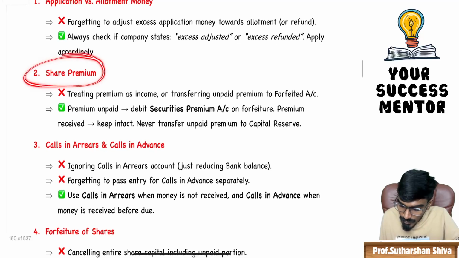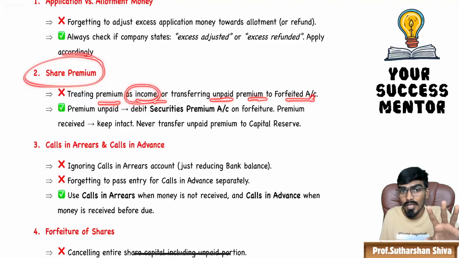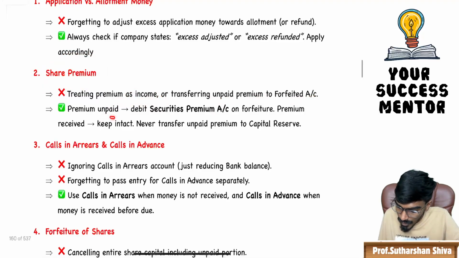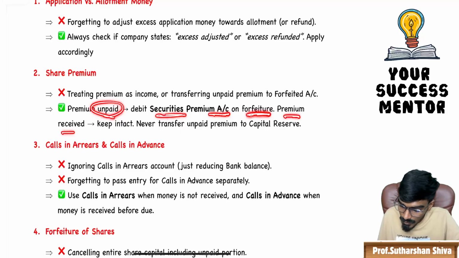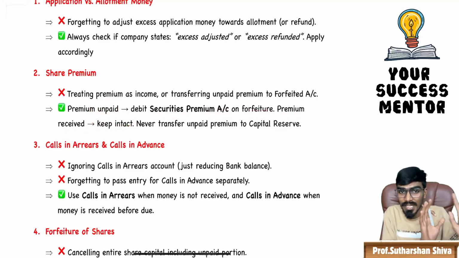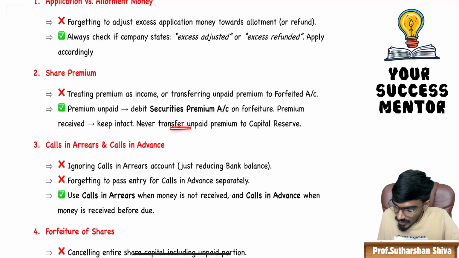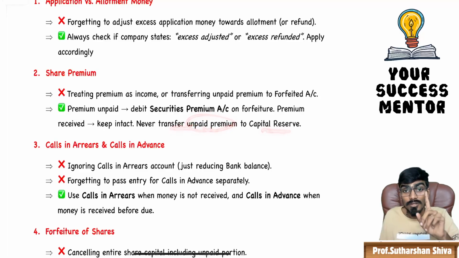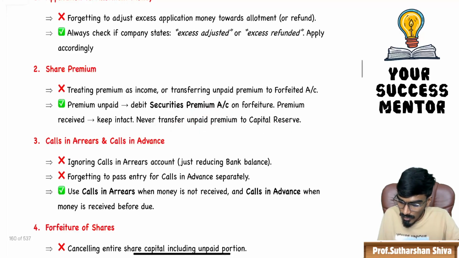Then comes share premium. Treating the premium as an income and transferring the unpaid premium to the forfeiture account will be a wrong treatment. Here premium unpaid will be debited to the securities premium account on the forfeiture, and premium received will be kept intact. We will not touch that. That is called intact. Never transfer the unpaid premium to the capital reserve. Keep that point very much in mind. Are you able to understand?